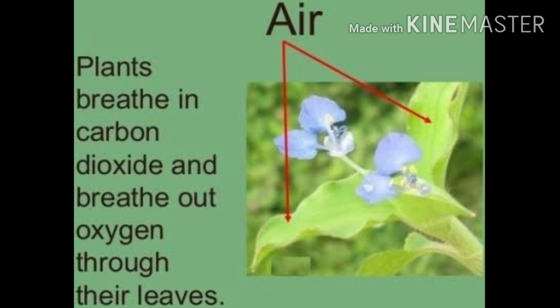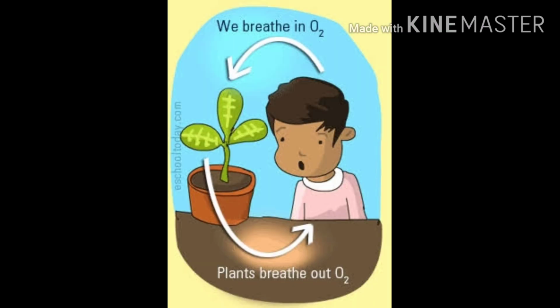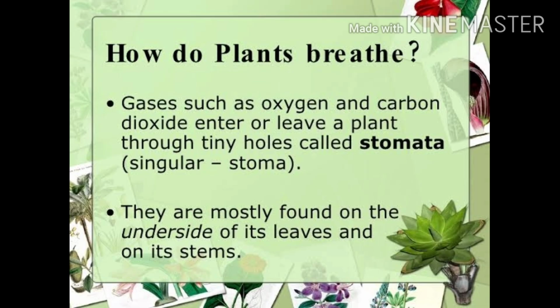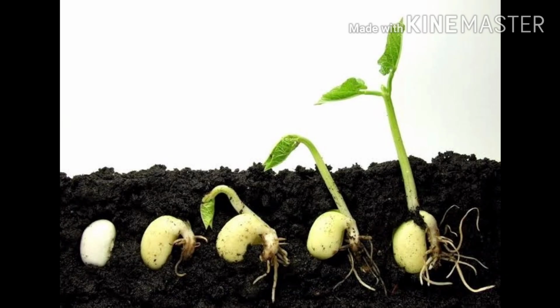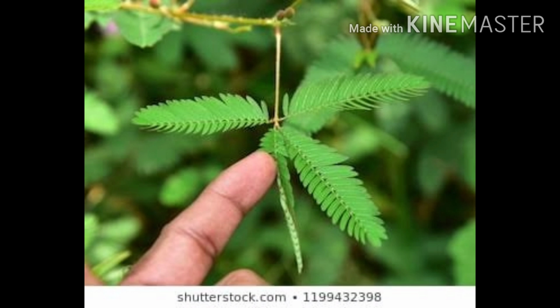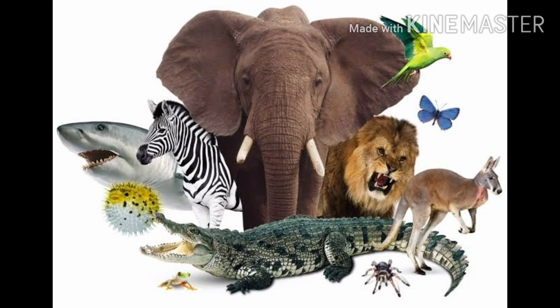Plant is a living thing. It produces oxygen and absorbs carbon dioxide. Plants can breathe, eat, grow, move, reproduce, and have senses. Today we are going to discuss animals.